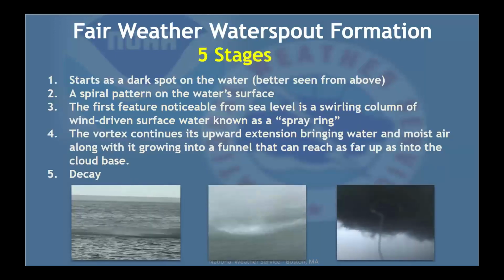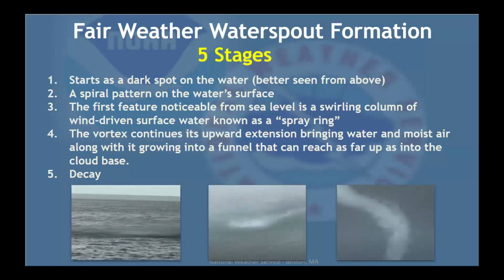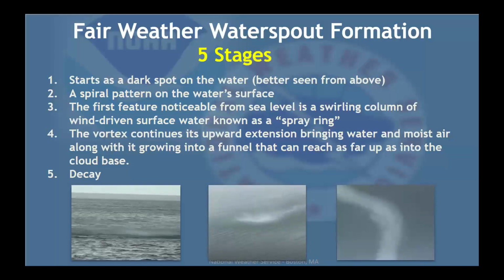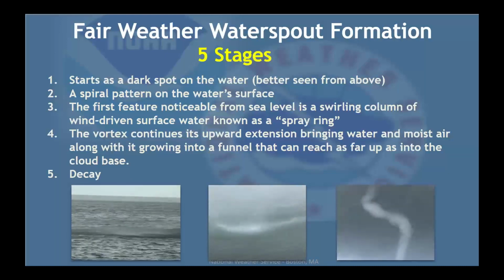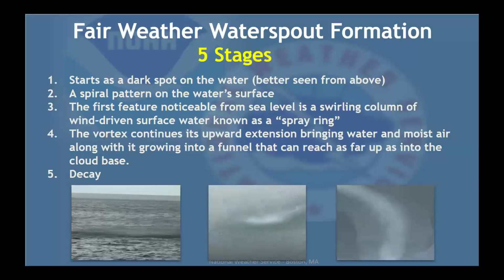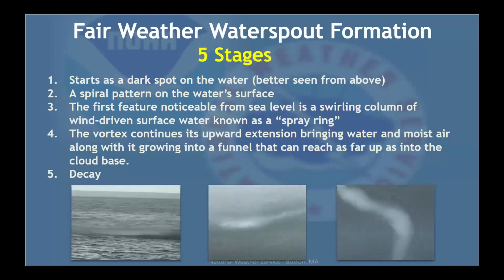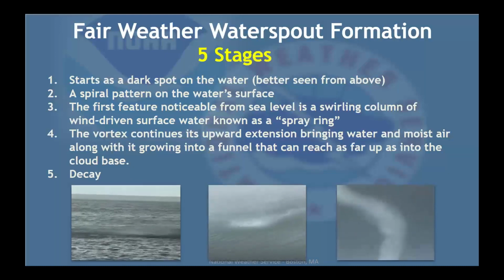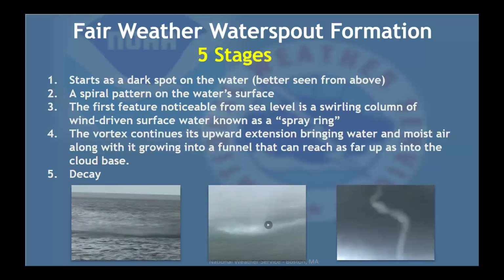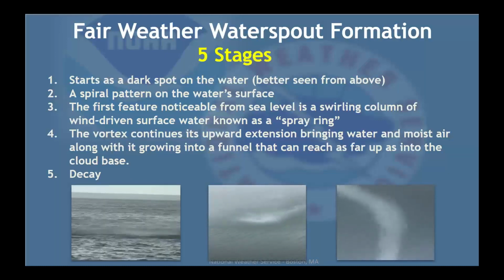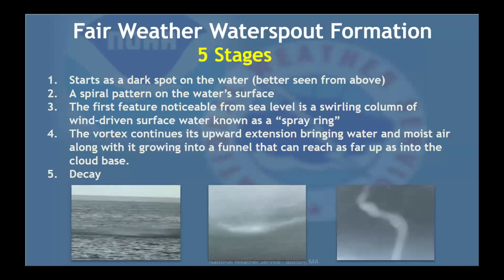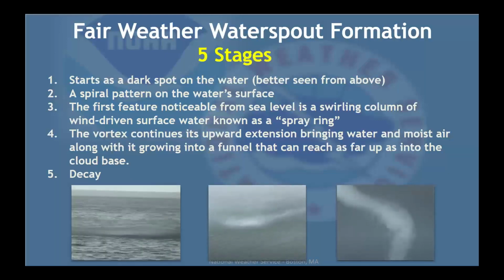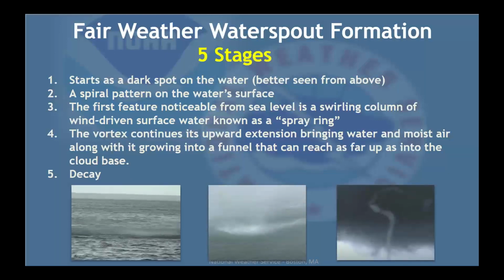So there are 5 stages to fair weather waterspout formation. They start with stage 1. It starts as a dark spot on the water. I'm especially speaking to boaters and the mariner community, because this would be helpful if you're out on the water to be able to recognize the early stages of a waterspout, because it's something that you would want to avoid with your boat. So this would start as a dark spot on the water, but this probably wouldn't help you very much because it'd be very difficult to see from the surface. If you had, say, a drone or you're up in a helicopter, it'd be easier to see from above.